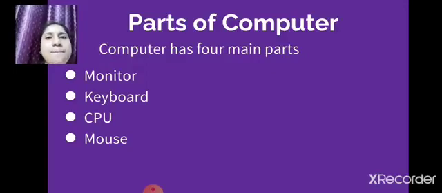M-O-U-S-E. Mouse. So these are the 4 main parts of a computer: monitor, keyboard, CPU and mouse.